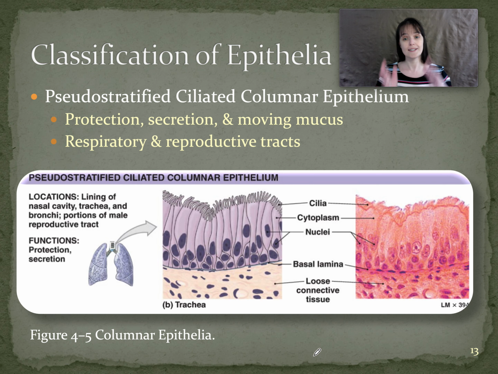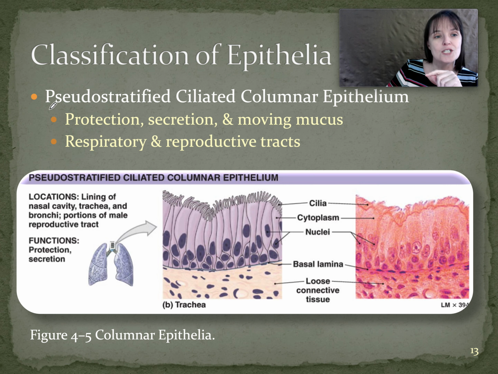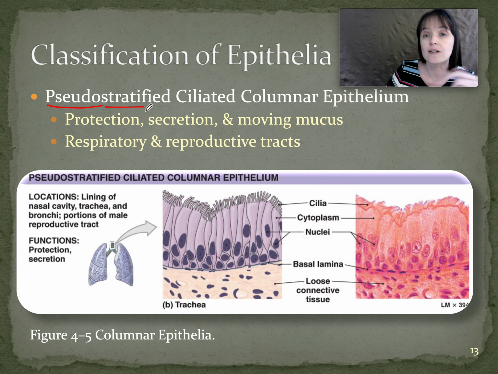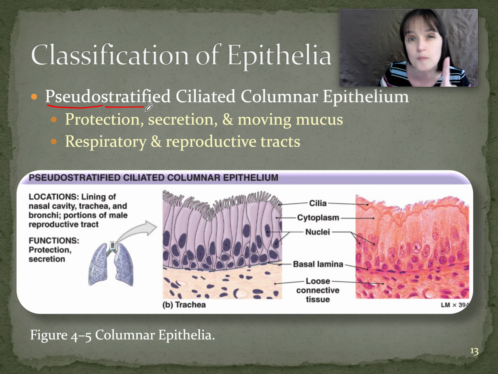And pseudostratified ciliated columnar epithelium are my very favorite to say. I mean, come on, y'all. What could be more fun to say? So what the heck does that mean? Pseudo means false. Strata are layers. So stratified is layered. So falsely layered. So it looks layered, but it's not layered.